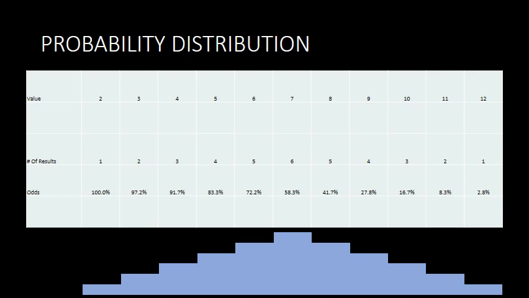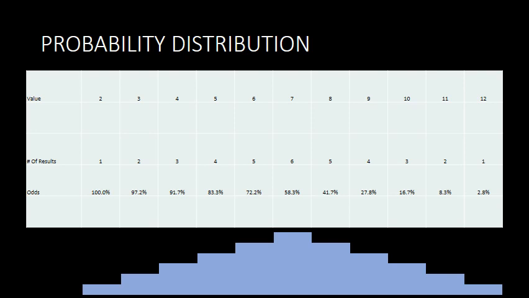Probability distribution. This is very important to understand. Rolling on 2d6, your most common outcome is a 7, with 6 possible results on those two six-sided dice that can result in a 7. And going away from that midpoint of 7, you have a diminishing number of outcomes for each different possibility.